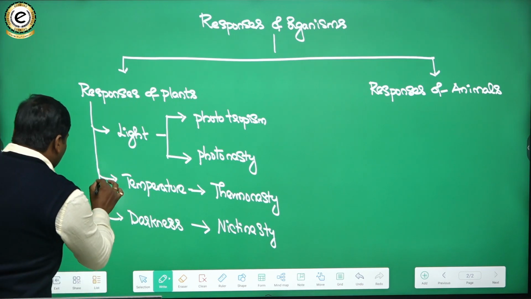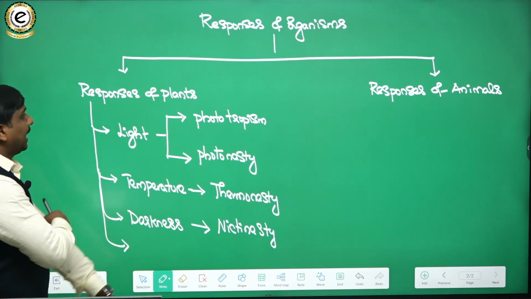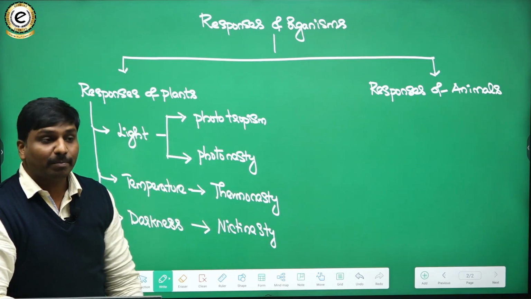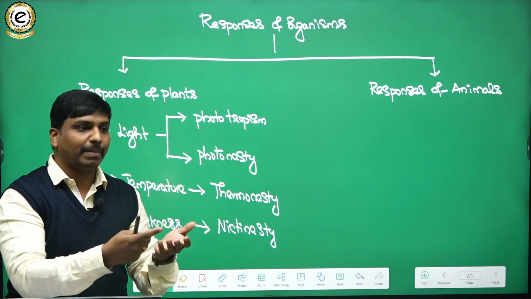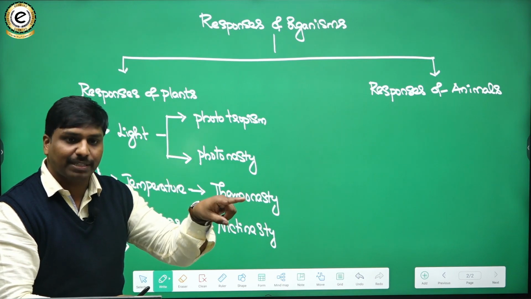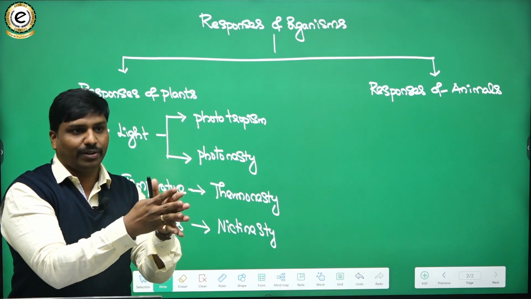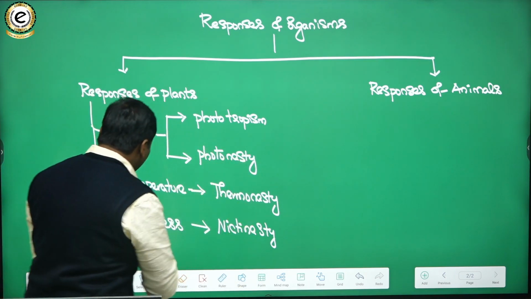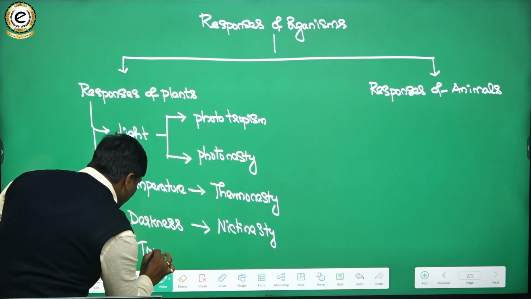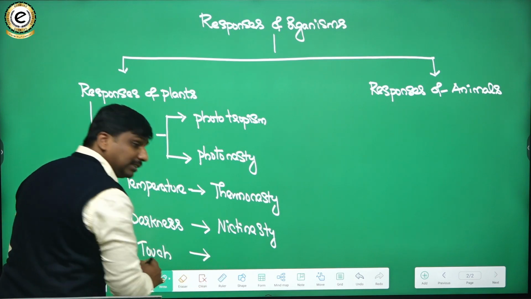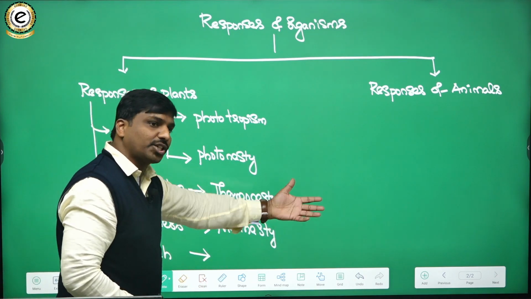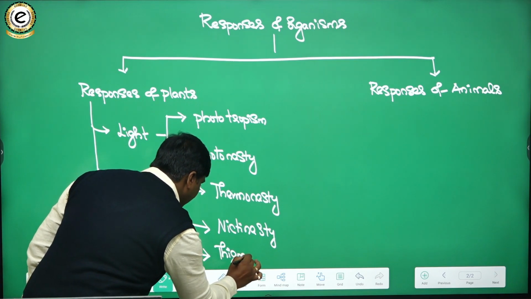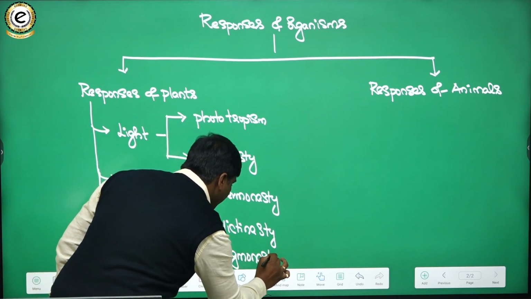Then apart from this, you also have the response of plants towards touch. Do you remember Mimosa pudica, the touch me not plant? If you touch the plant, its leaves will fall. Can you recollect that? So plants also show a kind of response to touch. If touch is the stimulus, the response of the plant to touch is thigmonasty.